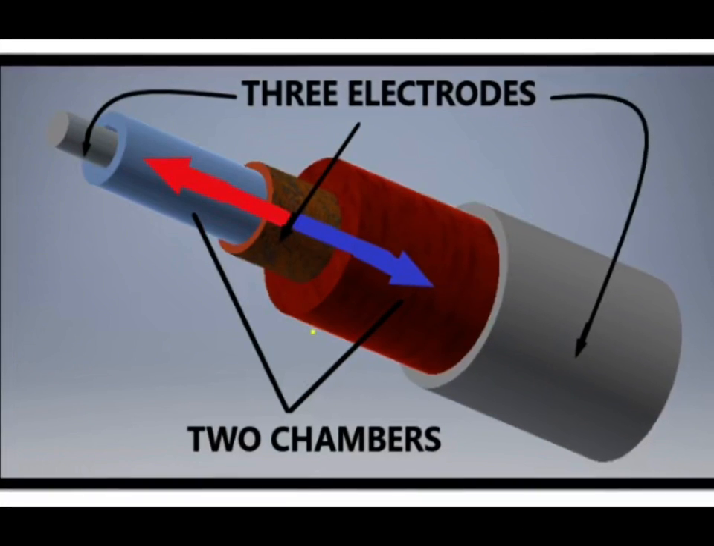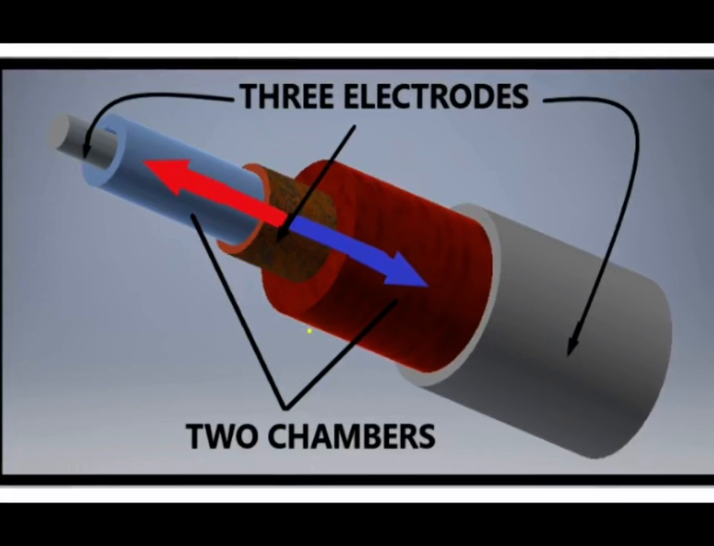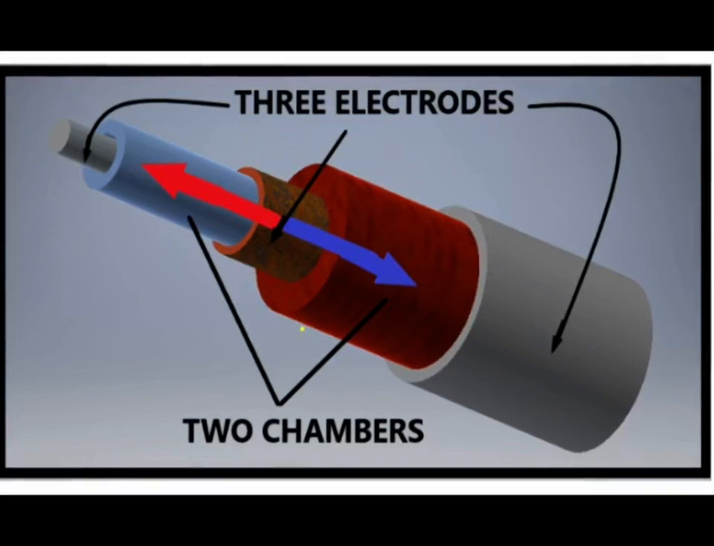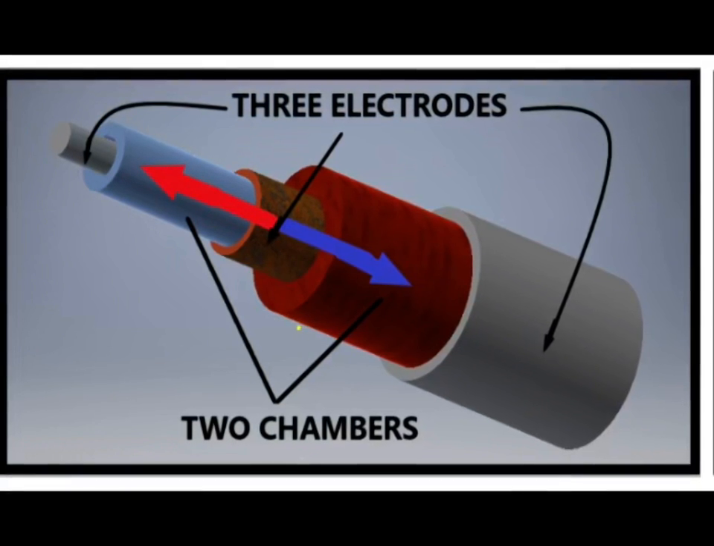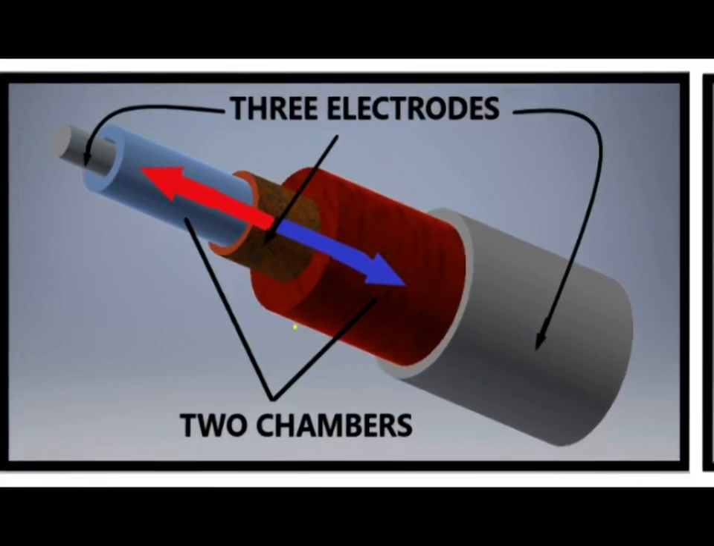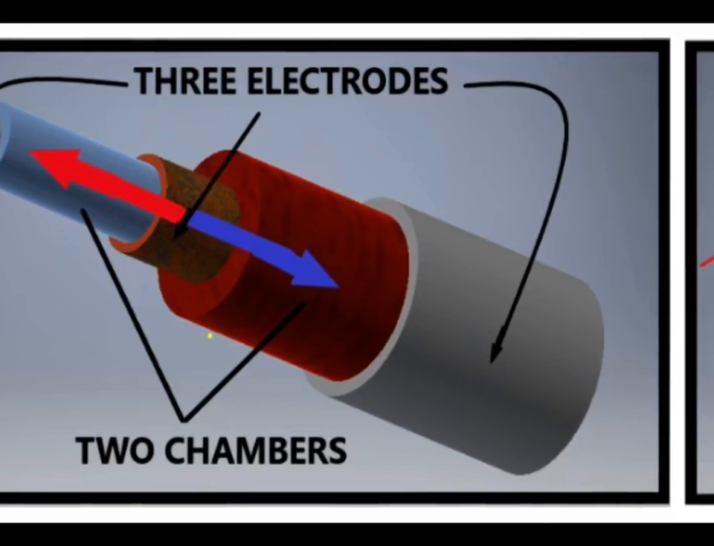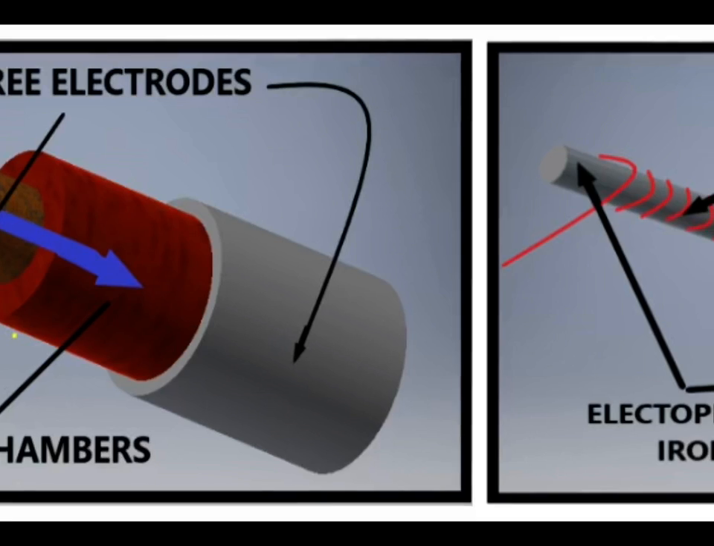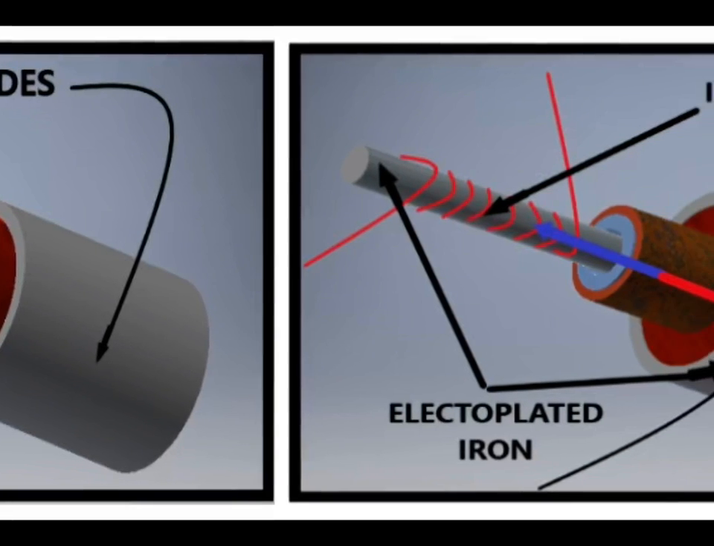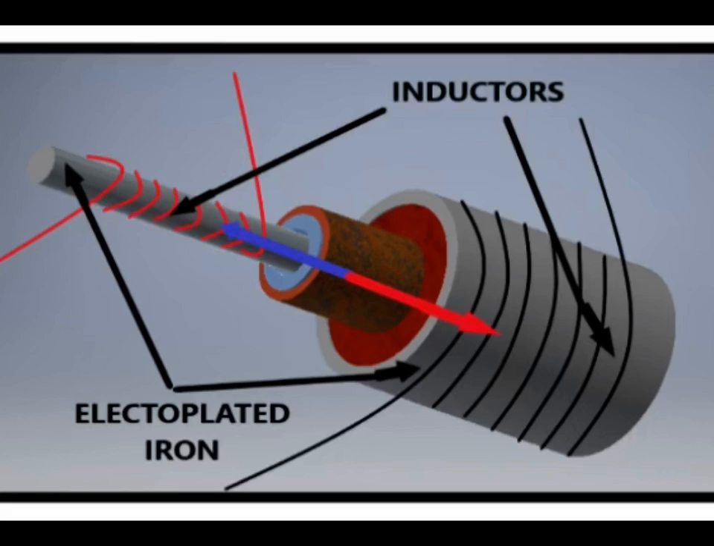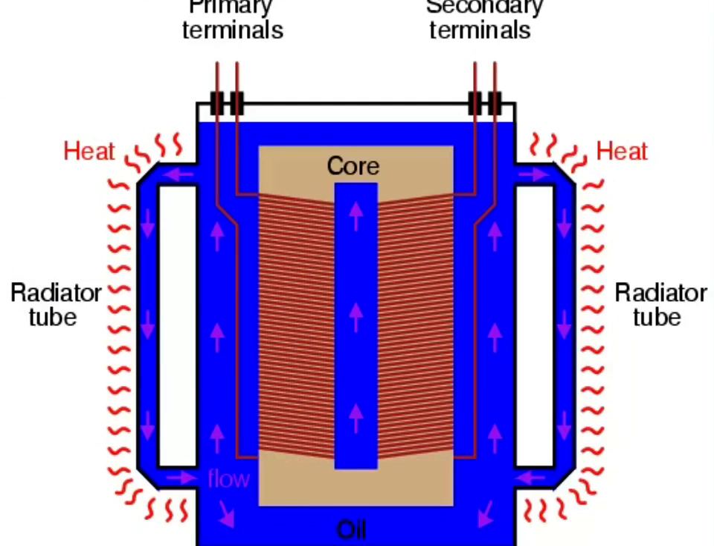So the capacitor sets are created with 3 electrodes. We have 2 cathodes and 1 anode, and preferably the anode is copper, and the electrodes or the cathodes themselves are electroplated magnetic materials, and essentially the cathodes are going to become the magnetic core of a transformer.